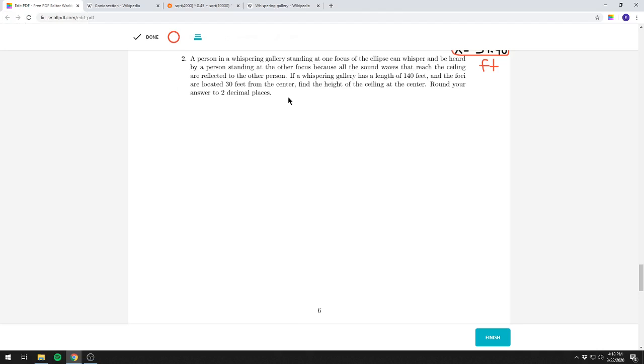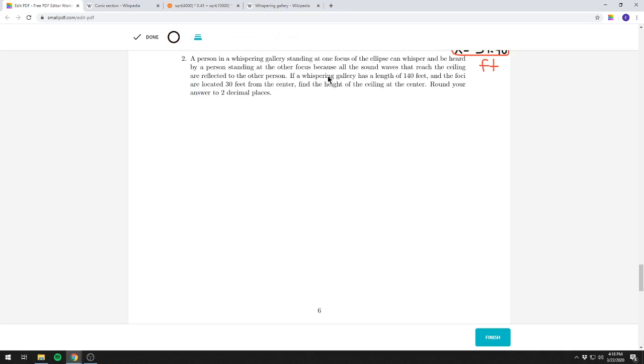But anyway, we'll go ahead and just answer the question. Now, it says, if a whispering gallery has a length of 140 feet and the foci are located 30 feet from the center, find the height of the ceiling at the center, down to the nearest 2 decimal places.